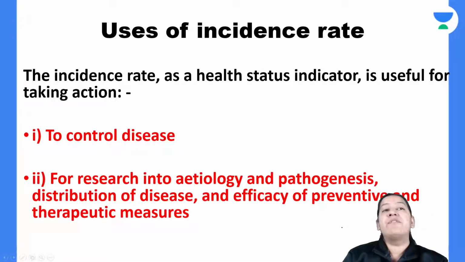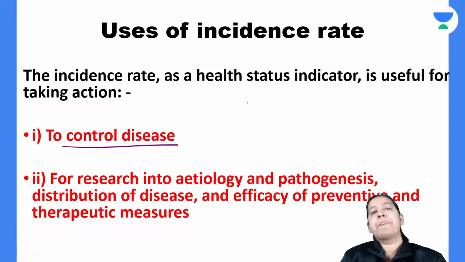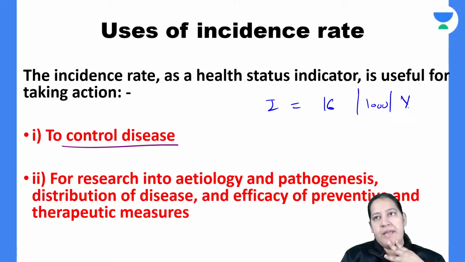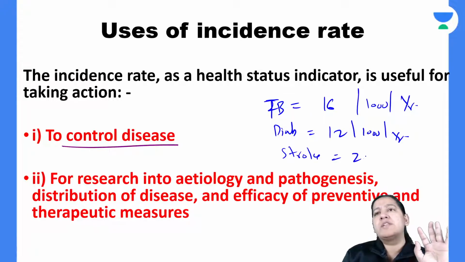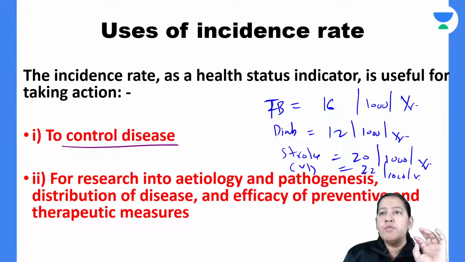What are the uses of incidence? Incidence is used to control the disease. What do you mean by that? If I say in India, the incidence for TB is 16 per thousand per year, and for diabetes it is 12 per thousand per year. For stroke, these are rough examples, it is 20 per thousand per year. For CVD, it is 22 per thousand per year. So you will see the values.